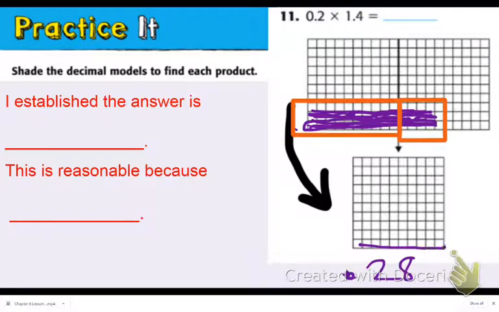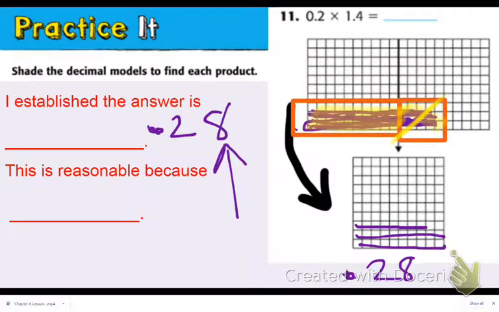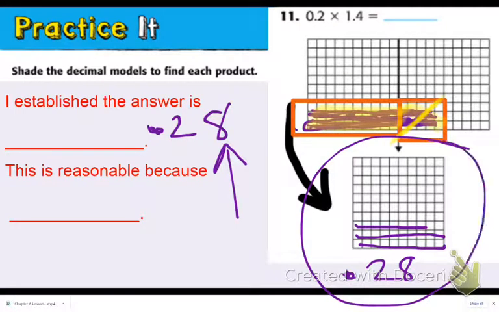Okay, so 10 representing the first 10. And then I'm going to have 10 more representing that second 10. And then I'm going to have 8. 1, 2, 3, 4, 5, 6, 7, 8. Representing the 8 over here. So I surmise or establish the answer to be 28 hundredths. It's reasonable because I have 28 in the hundredths place, or 28 out of 100. I'm ready to move on.